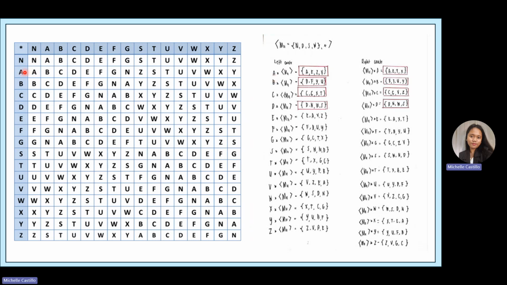So here we have A star N is equal to A, A star D is equal to E, then A star S is equal to Z, and A star W is equal to V. That's why A star M sub 11 is equal to A, E, Z, and V.